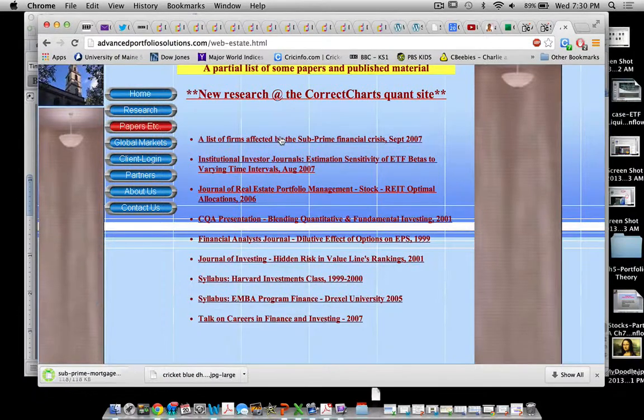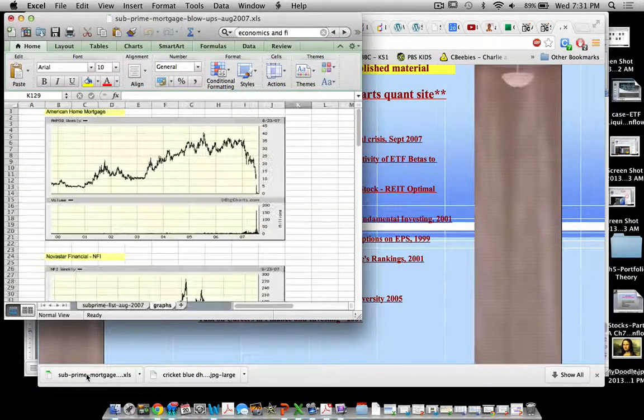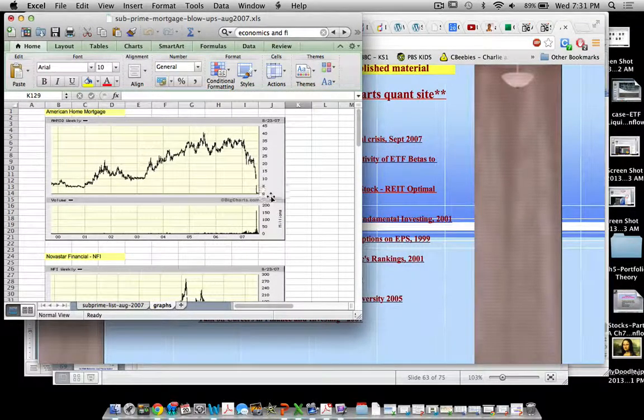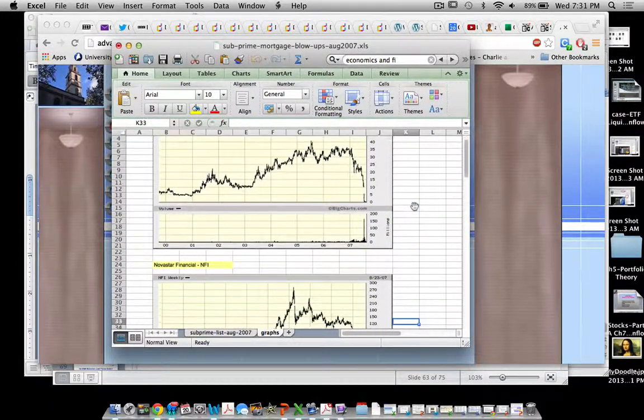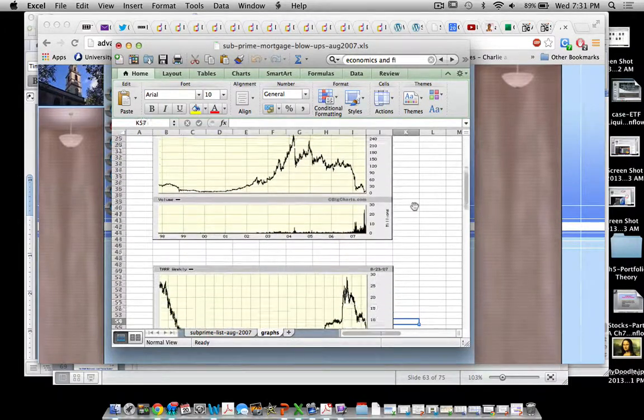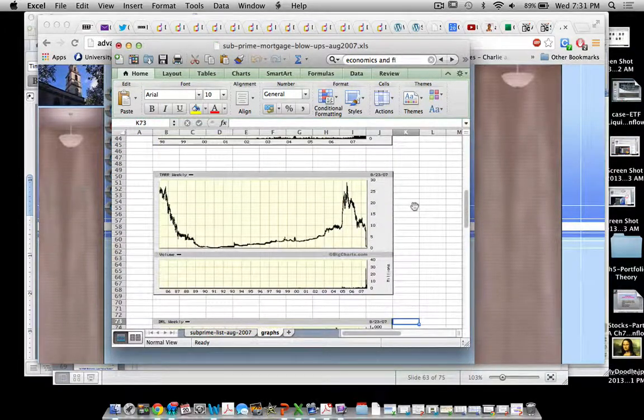Let's start with a curiosity. See subprime mortgage blow-ups, August 2007. So here's some, look at these pictures. Can you see that picture? See, this is the fun stuff. I love history. History was one of my good subjects when I was a kid. Look at that. Try to do price chartism on this.